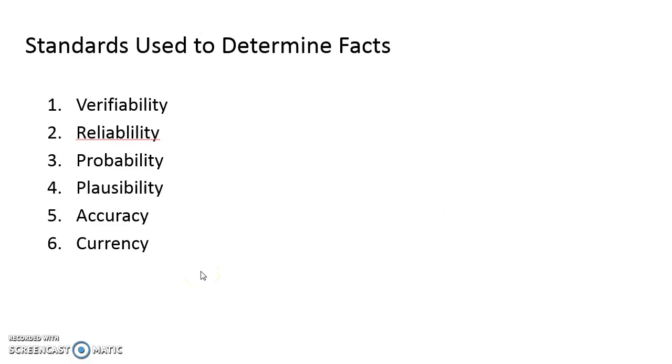There are several standards that we use to determine the facts. And that's something we're going to look at here for a moment. The first one is verifiability, which means that data can be confirmed by other sources. It's not just one source.